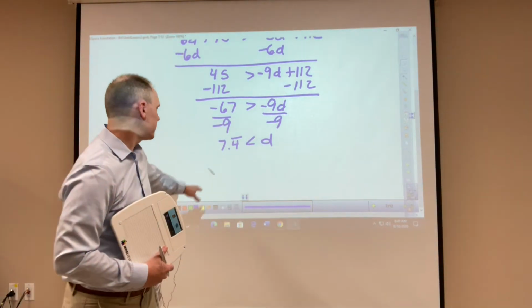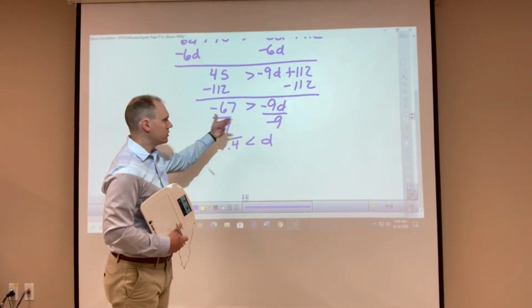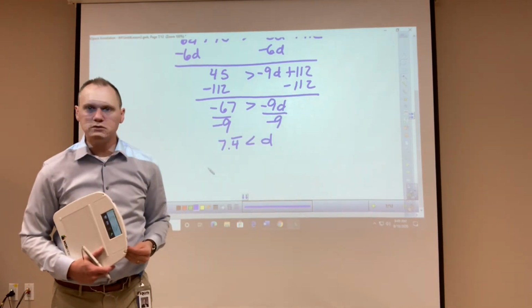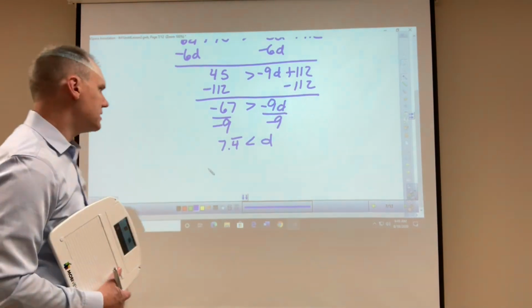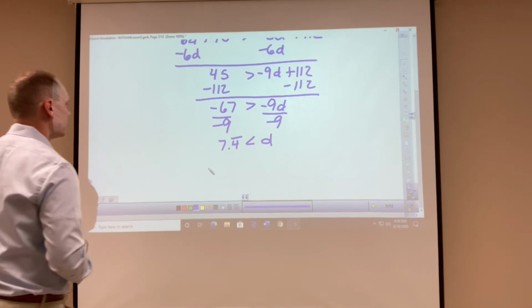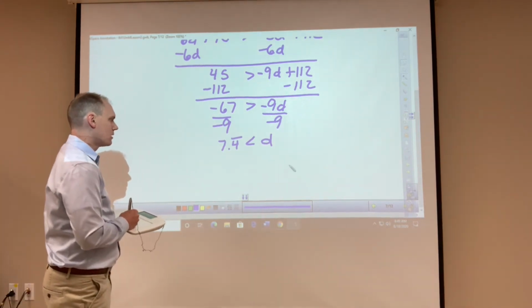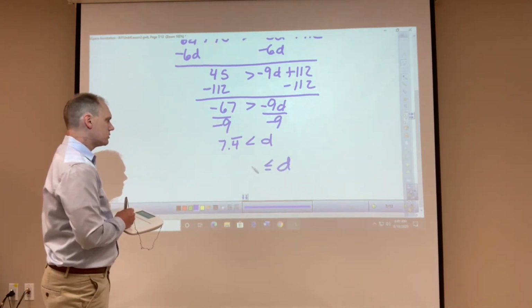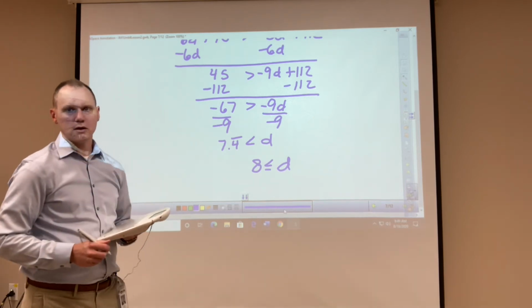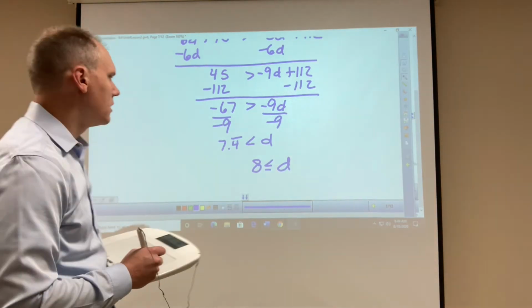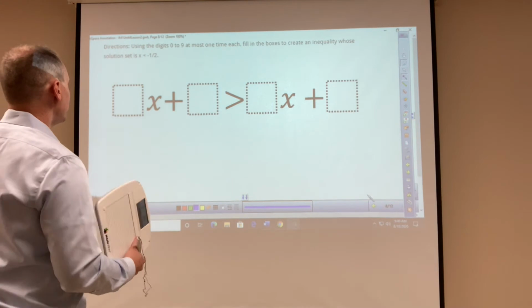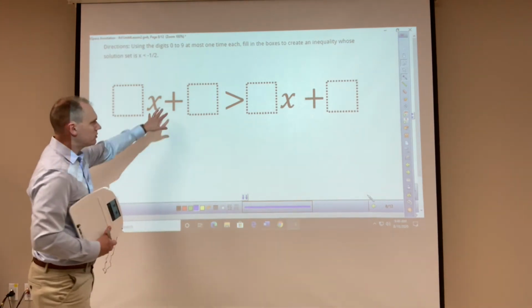Because anything above 7.4 repeating, but if we do it in an integer number of days, then it would be 8 days and beyond. So anything greater than or equal to 8 days. There. Okay.